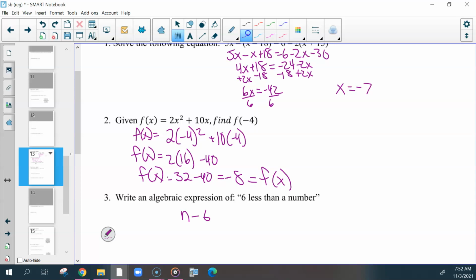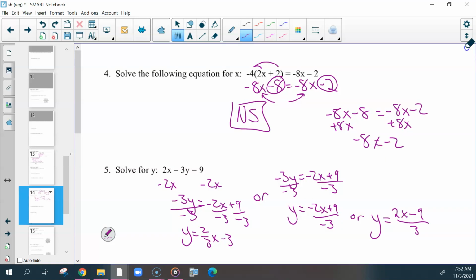Number 3, you needed to translate this. 6 less than a number really means 6 goes at the back after that. So whatever variable you want, subtract 6. Questions on any of those 3? You need me to come back to this?